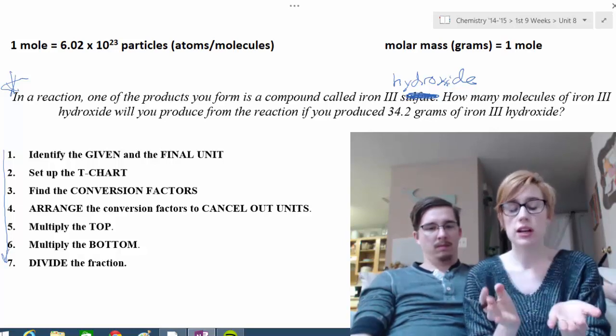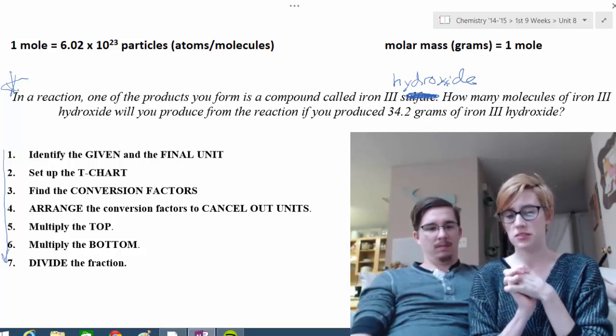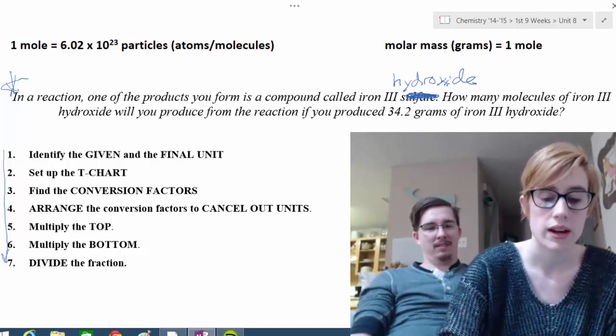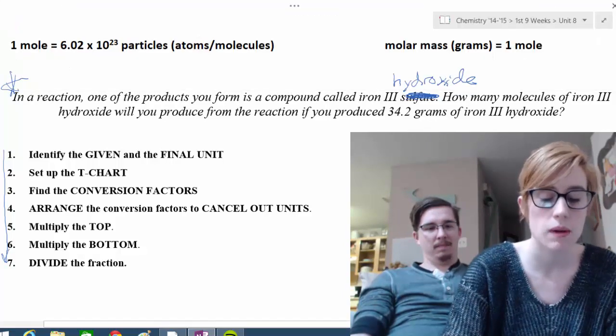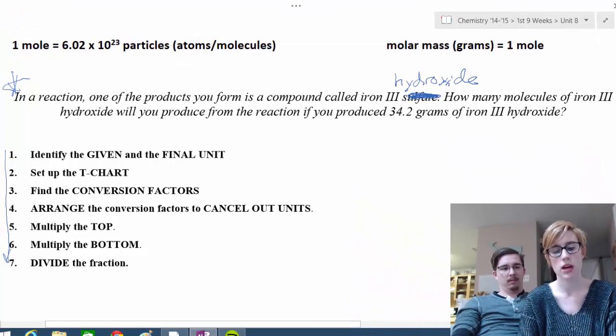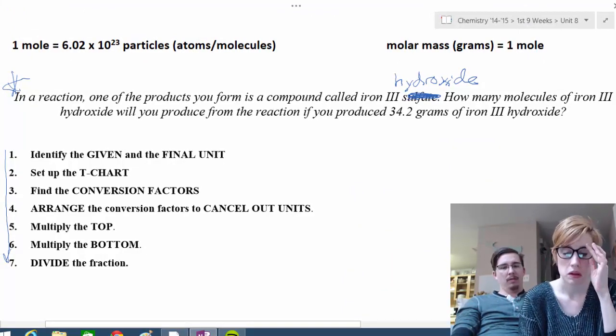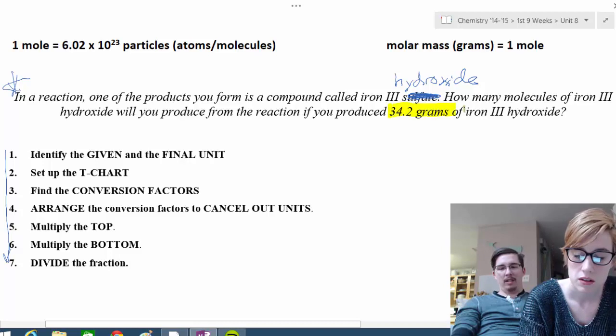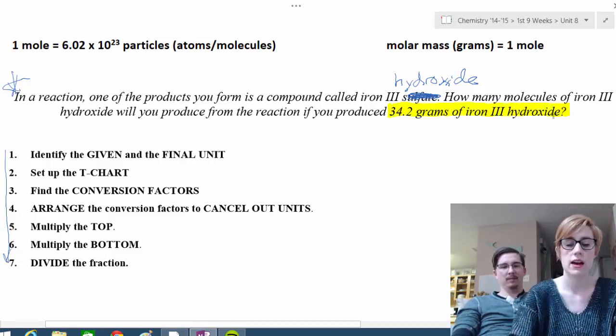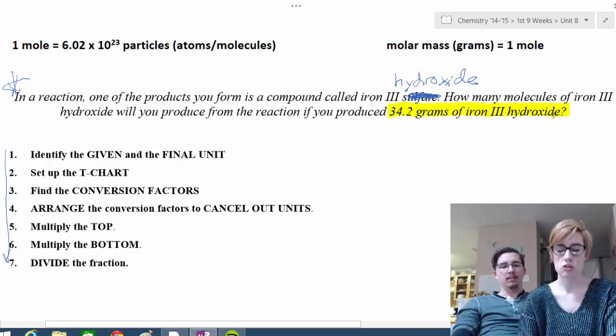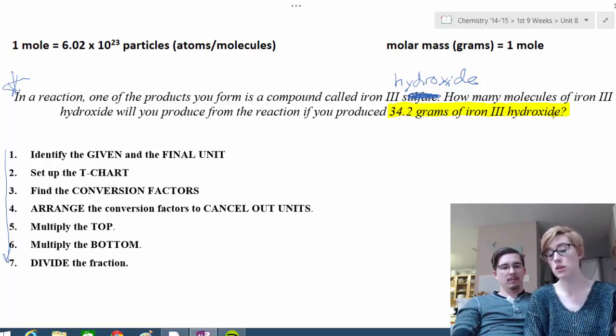Okay, so Mr. Millsap, if we're looking at this problem, what's the very first thing that we should do? Find the given. Right. And so our given, remember, is the only number in the problem. So what's our given in this problem? 34.2 grams of iron 3 hydroxide. Right, so I'm going to highlight the whole thing. That is my given. What's my final unit? Because that's the second thing we have to identify. What am I trying to go towards?